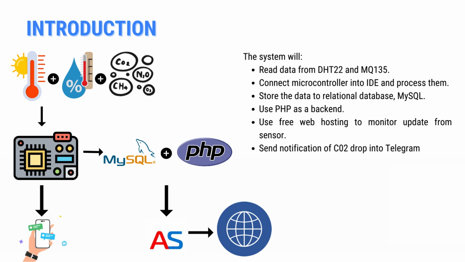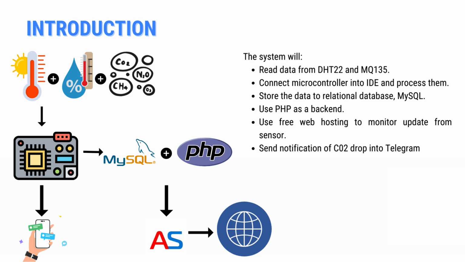First, we read data from the sensors, specifically the temperature, humidity, and the gas value. Then the microcontroller will be connected and coded in an IDE. From there, the data retrieved from the sensors will go to the PHP backend, so it is a MySQL database, and then into the free hosting here, which is AwardSpace. And finally, the data there will be visualized on the website.